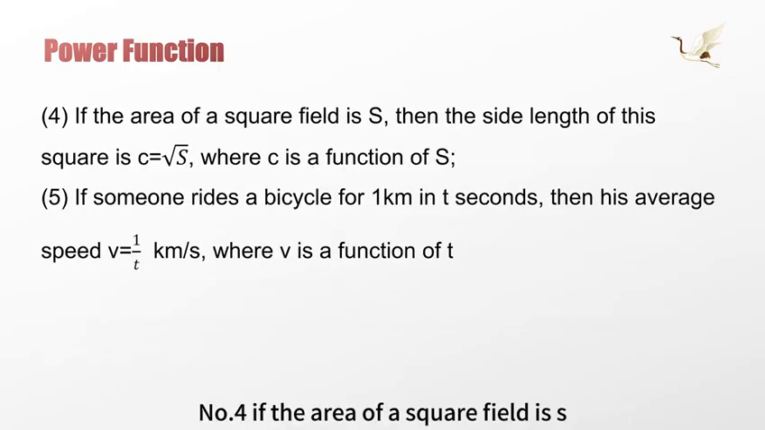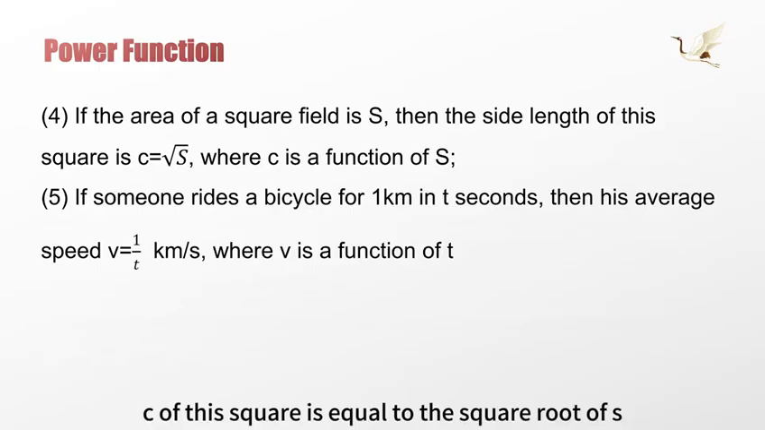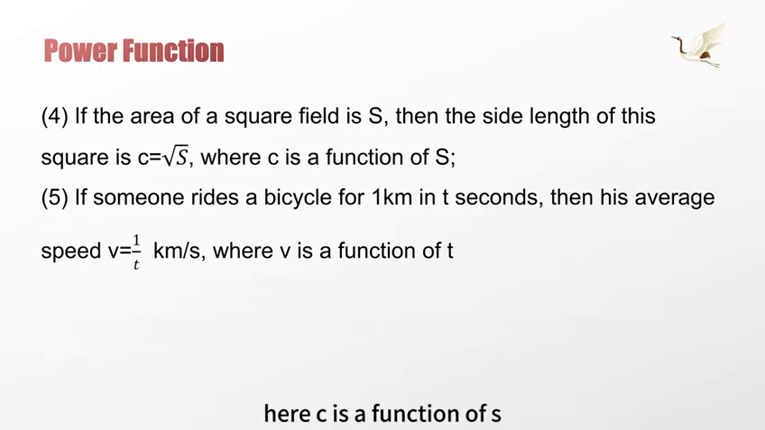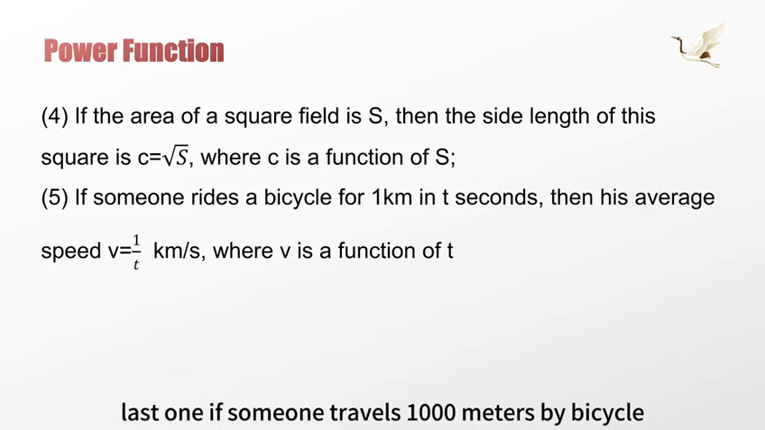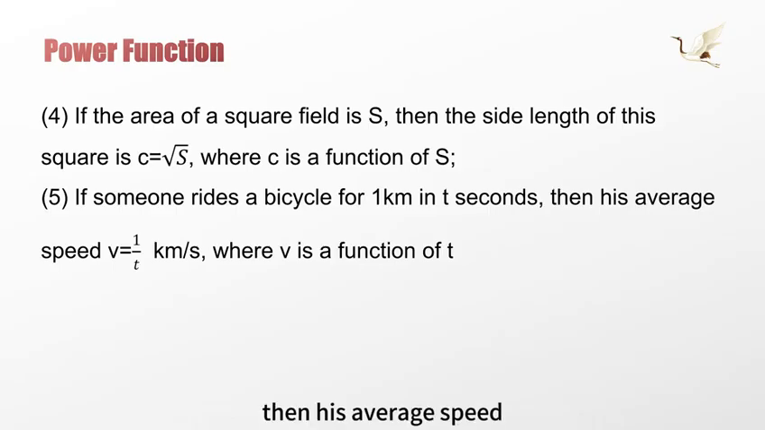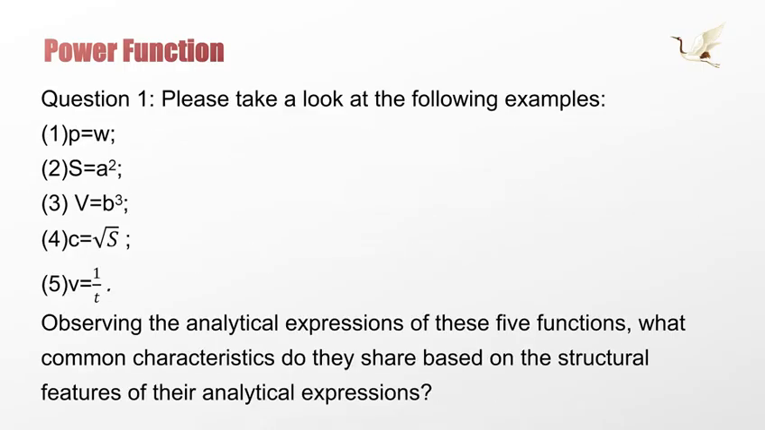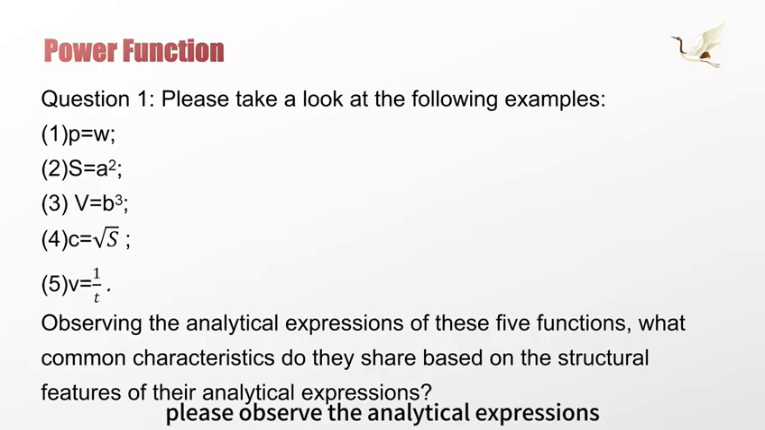Number 4. If the area of a square field is S, then the side length c of this square is equal to the square root of S. Here, c is a function of S. Last one. If someone travels 1,000 meters by bicycle within t seconds, then his average speed v while cycling is equal to 1 kilometer per second divided by t, where v is a function of t. Please observe the analytical expressions of these 5 functions. From the structural characteristics of the analytical expressions, what commonalities do they share?